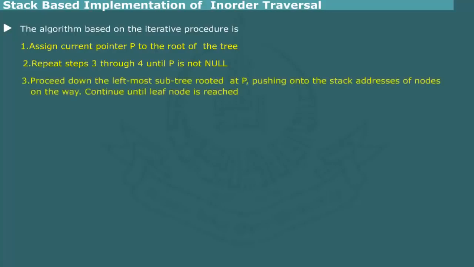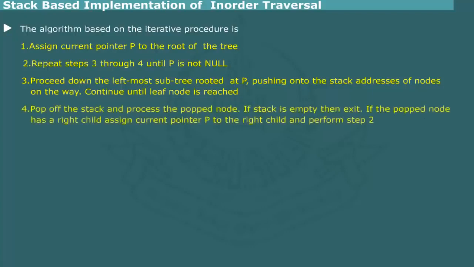Number 2. Proceed down the leftmost rooted at P, pushing onto the stack addresses of a node on the way. Number 3. Pop off the stack and process the popped node. If stack is empty, then exit. If the popped node has a right child, assign current pointer P to the right child and perform step 2.